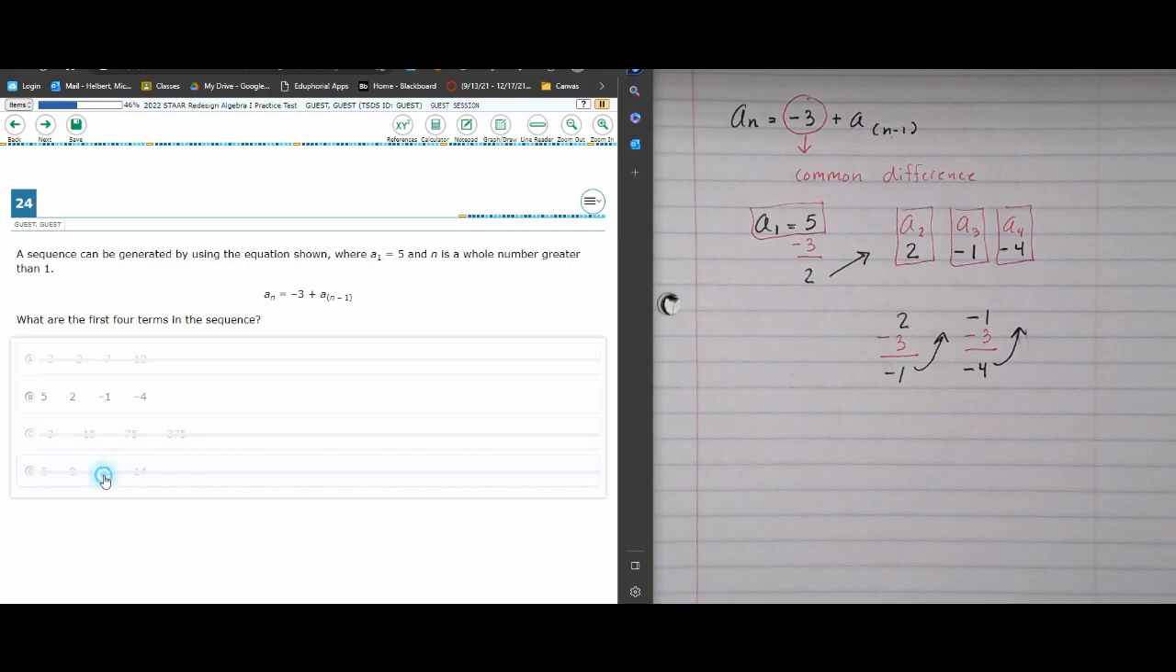Notice these other two, they don't match. This one did start with a 5. It had an a sub 1 as 5. But notice that the next one, right, it went up to 8. It was increasing. And we don't have an increase going on here.